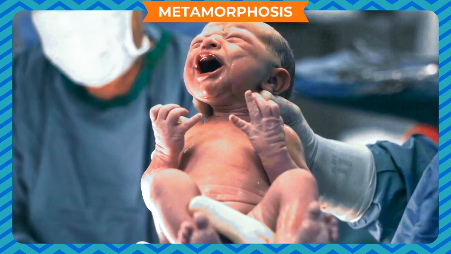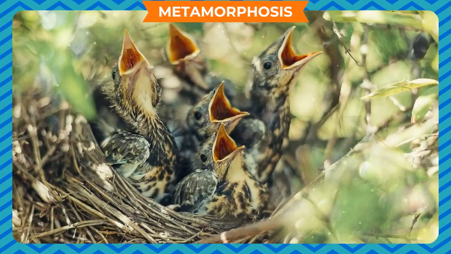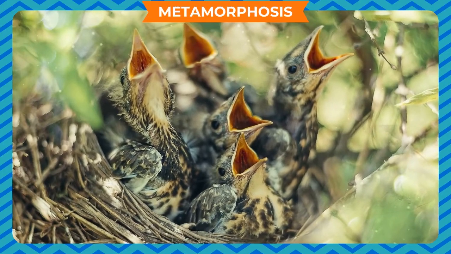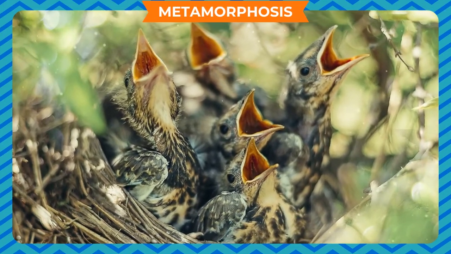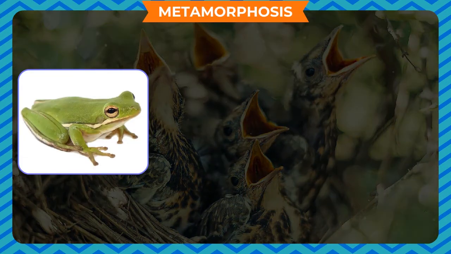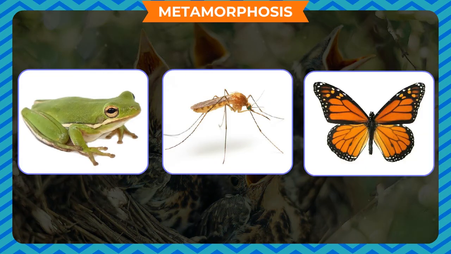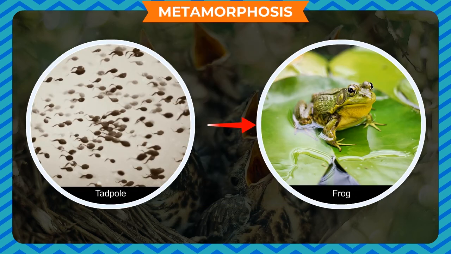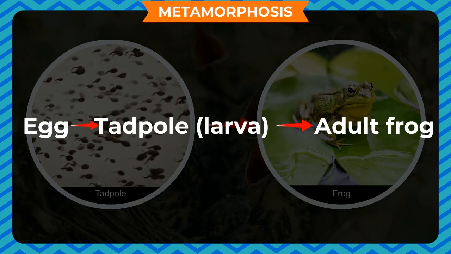Metamorphosis. Newborn mammals and newly hatched birds have similar shape and structure as their parents. However, it is not true for the entire animal kingdom. A frog, mosquito, or butterfly have different stages of development between hatching of the eggs and formation of the individual. A frog passes through 3 stages during its development from an egg to an adult frog. Egg becomes tadpole or larva, and larva becomes adult frog.